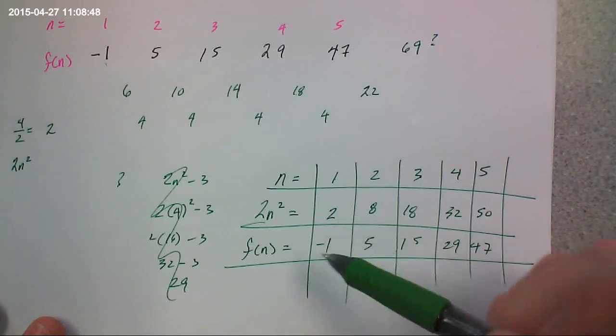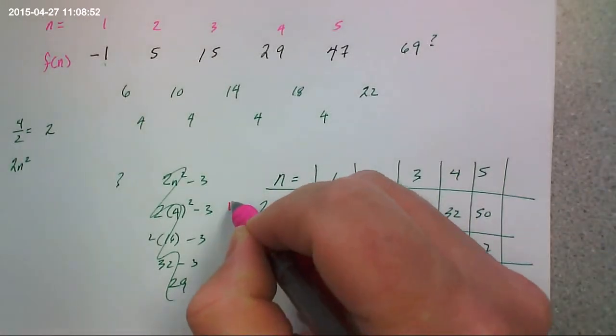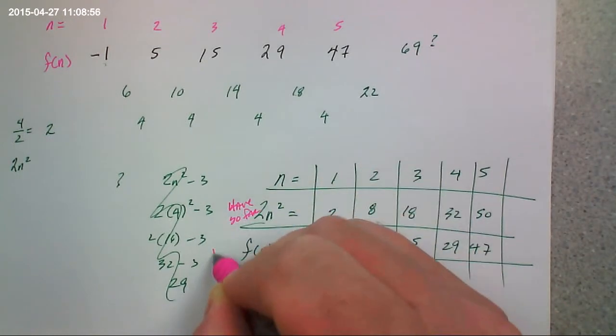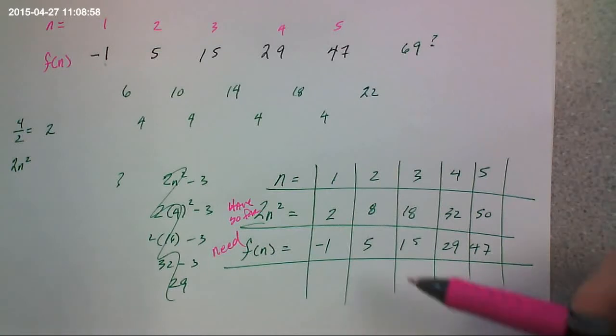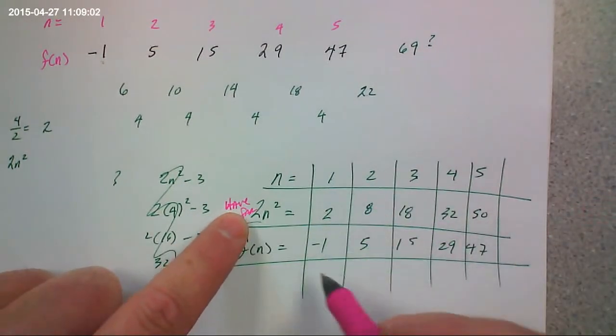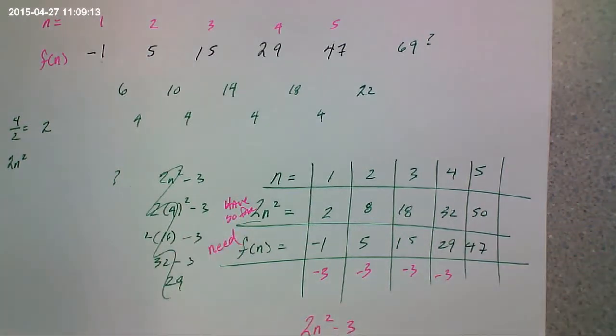Look at the difference now. This is what you do. This is what we have so far, and this is what we need. When I put in a 1, here I get a 2, but I need it to be negative 1. That's a difference of 3. And this is also a difference of 3, and this is a difference of 3. They're 3 too high, so 2n squared minus 3 is my answer.